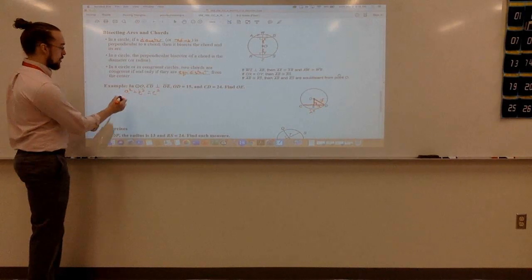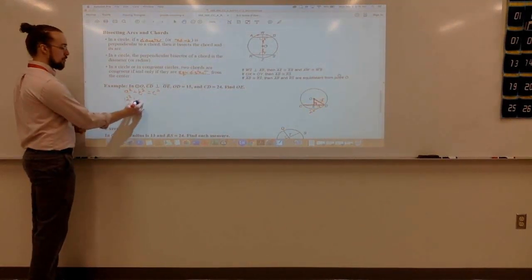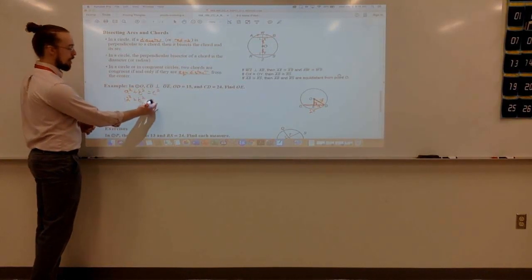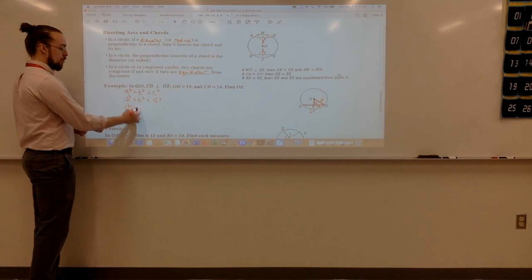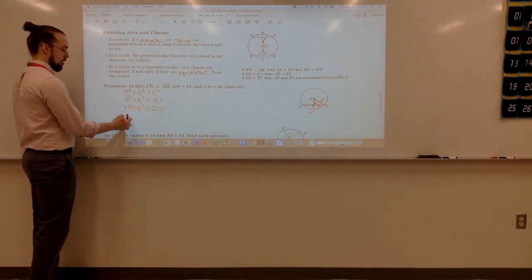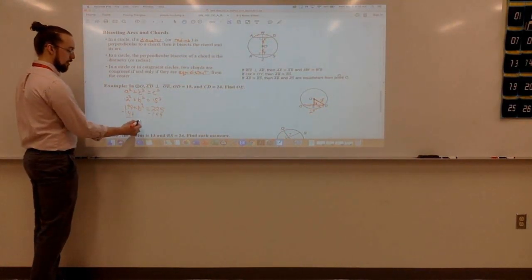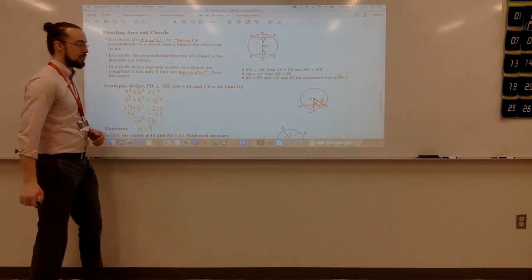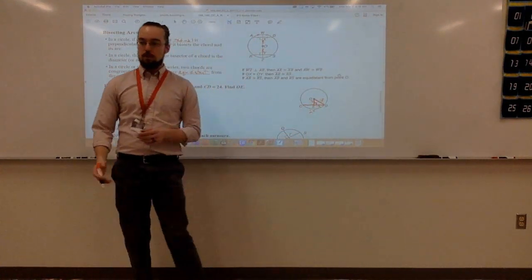So let's see. Our two legs would be 12 and our unknown, the hypotenuse 15. So 144 plus b squared equals 225. Subtract the 144 over. B squared equals 81. So we get that b is equal to 9. So the length of OE is 9.